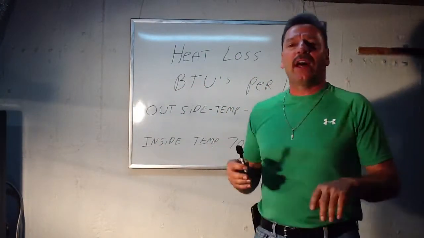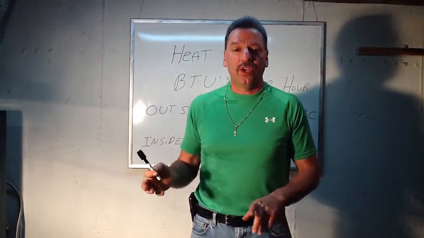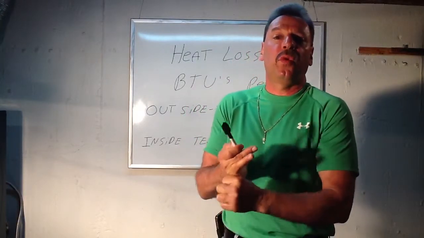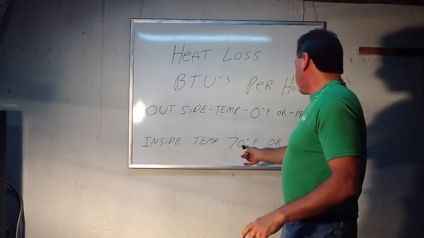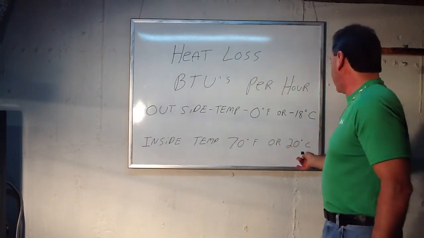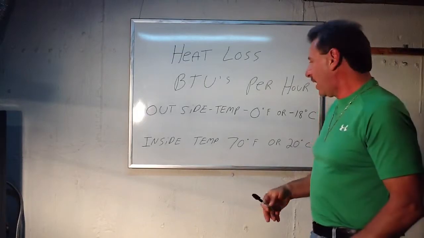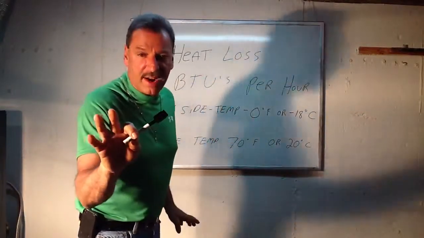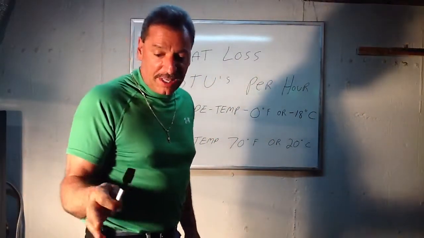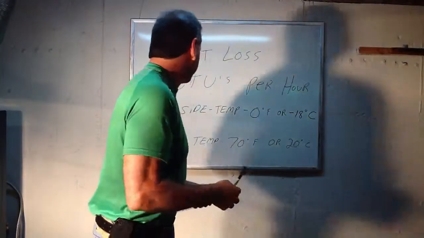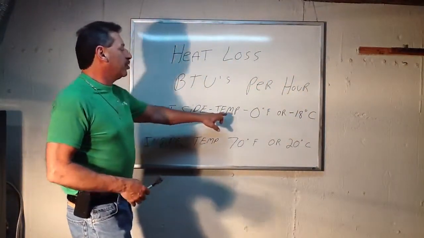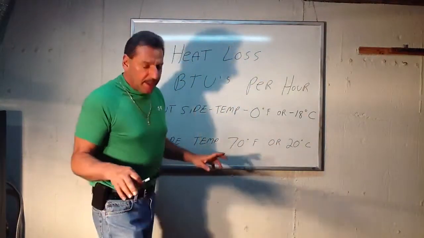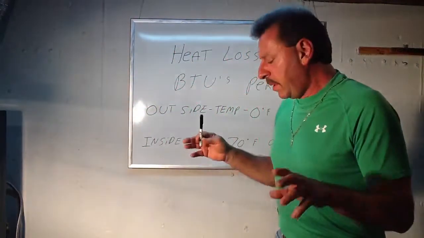Every time you do a heat loss calculation, you need to have an indoor temperature, a set temperature of what you want to be comfortable at. For this exercise, we're going to use 70 degrees Fahrenheit or 20 degrees Celsius, which is the same thing. And you have to have an outside temperature. It's worst case scenario, because on the coldest day of the year, on a January night, you don't want to be freezing. So for that outside temperature, we're going to use 0 degrees Fahrenheit or minus 18 degrees Celsius, which is the same thing.